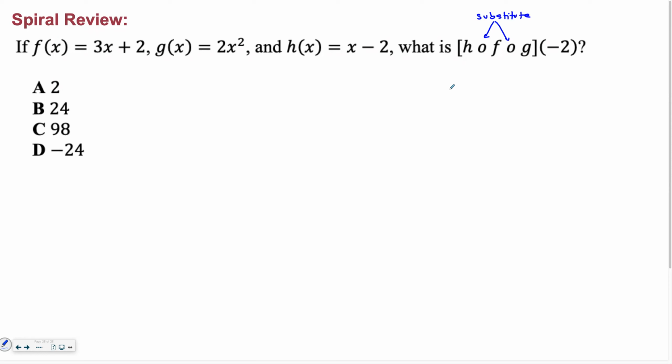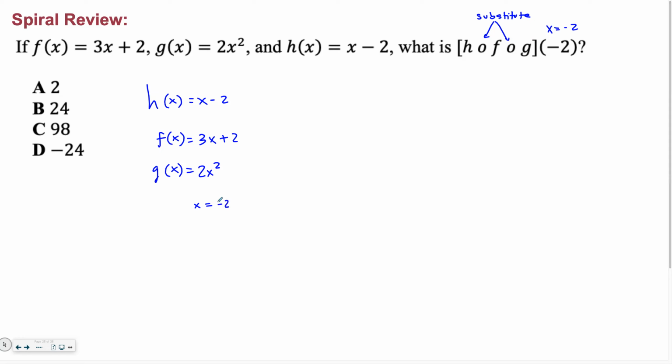And so the technique I give for this is to stack. I'm going to stack h's equation. Let me actually write it this way. H equals x minus 2. F, which equals 3x plus 2. And then the g, which is 2x squared. Now I'm trying to find with an x value of -2. So what I would do here is I would start with x value being -2. And I'm going to substitute that in.